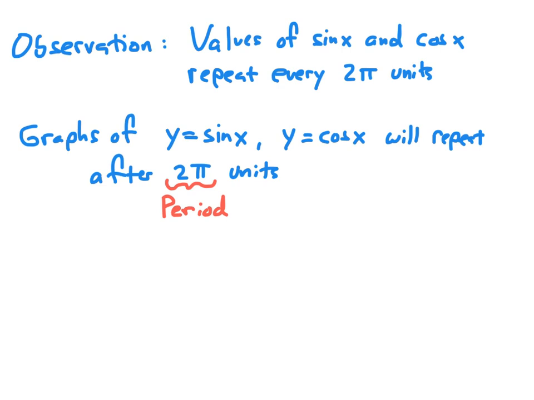We will see for the other trig functions that they have similar periods, although not always 2 pi, and that variations of sine and cosine can have different periods as well. But for sine and cosine of x, just the straightforward sine x, cosine x function, the period is 2 pi.